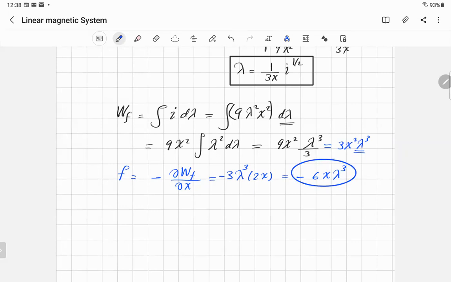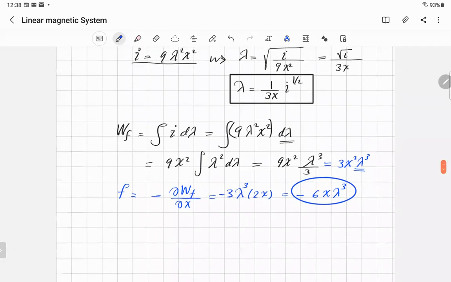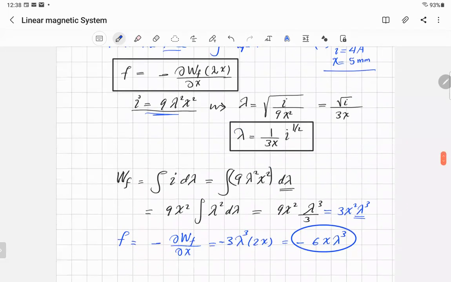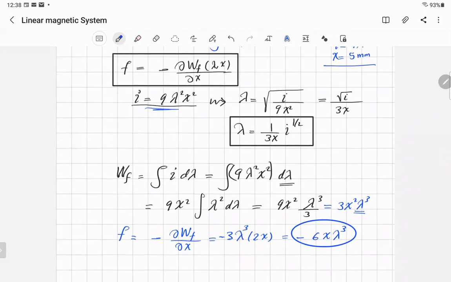We got a formula for this problem that depends on the value of x and the value of lambda. Can you now find the magnitude of the force at the specific values of 4 amp and 5 millimeter air gap? Yes. But we have lambda and we don't have I. Well, you have the relationship between the current and lambda. You just replace lambda by I, and that's why I got it here: lambda is equal to 1 over 3x times the square root of I. So that's what I'm going to do.